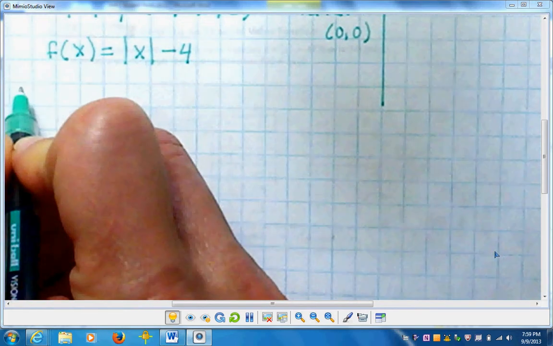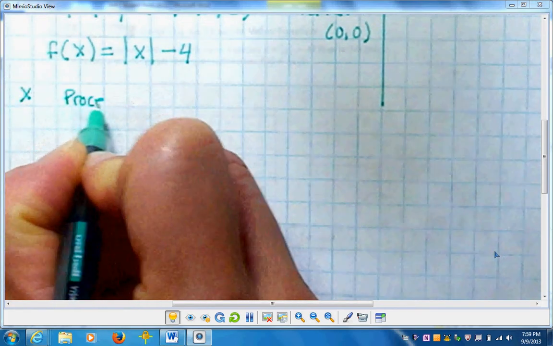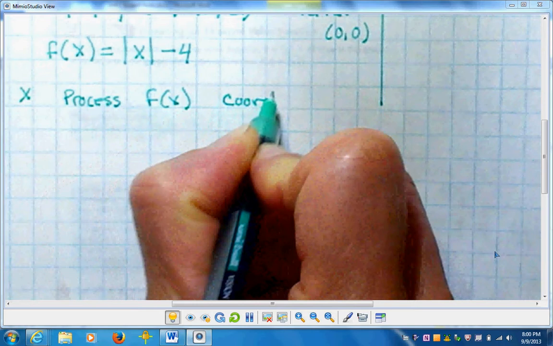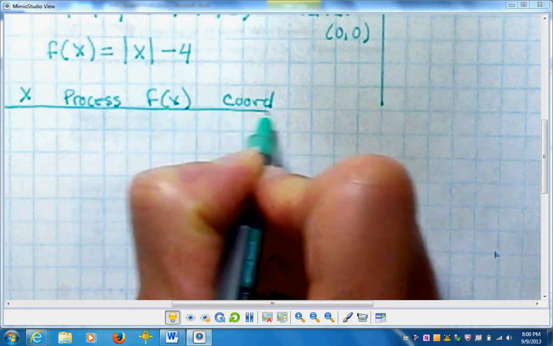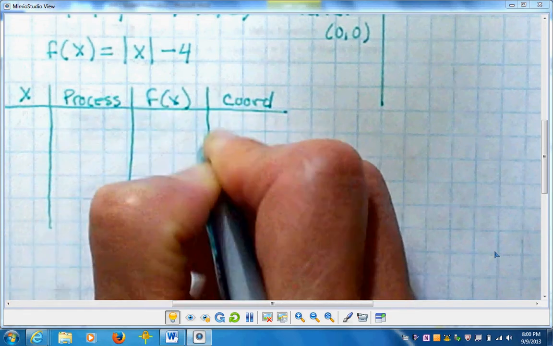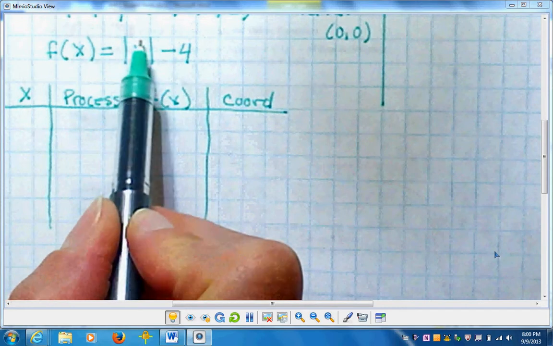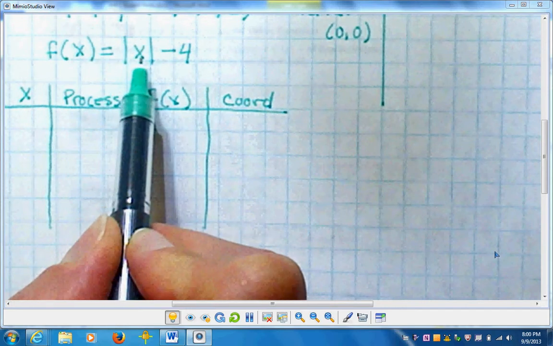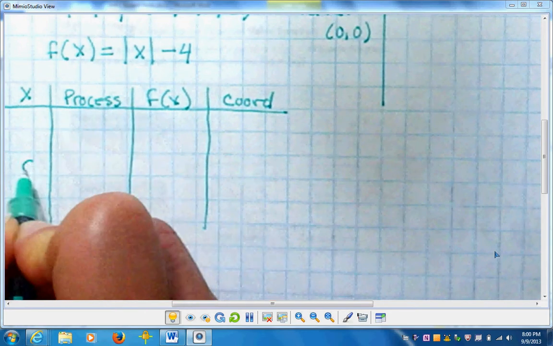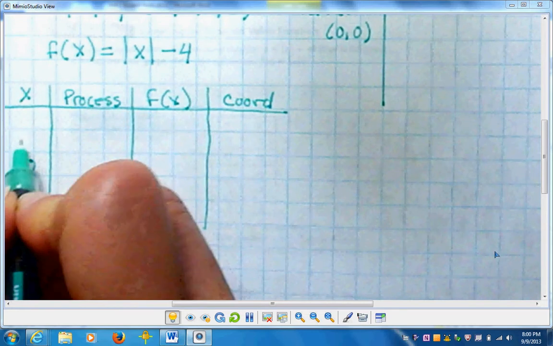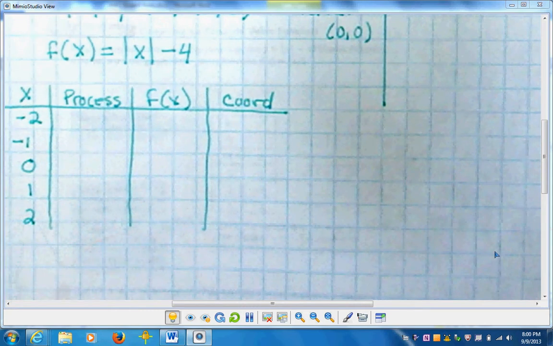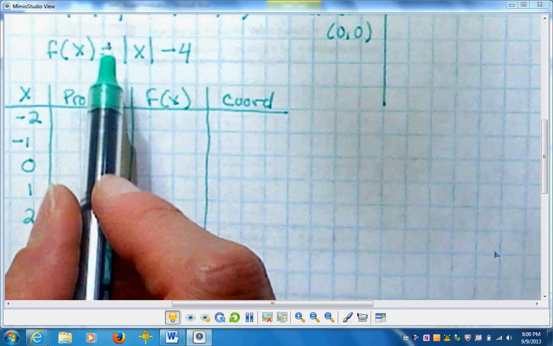So we're going to write our columns for this: our x, our process, in other words figuring it out, our f of x, and our coordinates. Now when we look at this particular function, notice there's nothing inside the absolute value along with the x, which means our center is still 0. Because our center is still 0, we'll make our x center 0, and we can take the same exact values for x that we did on the other graph for the other function.